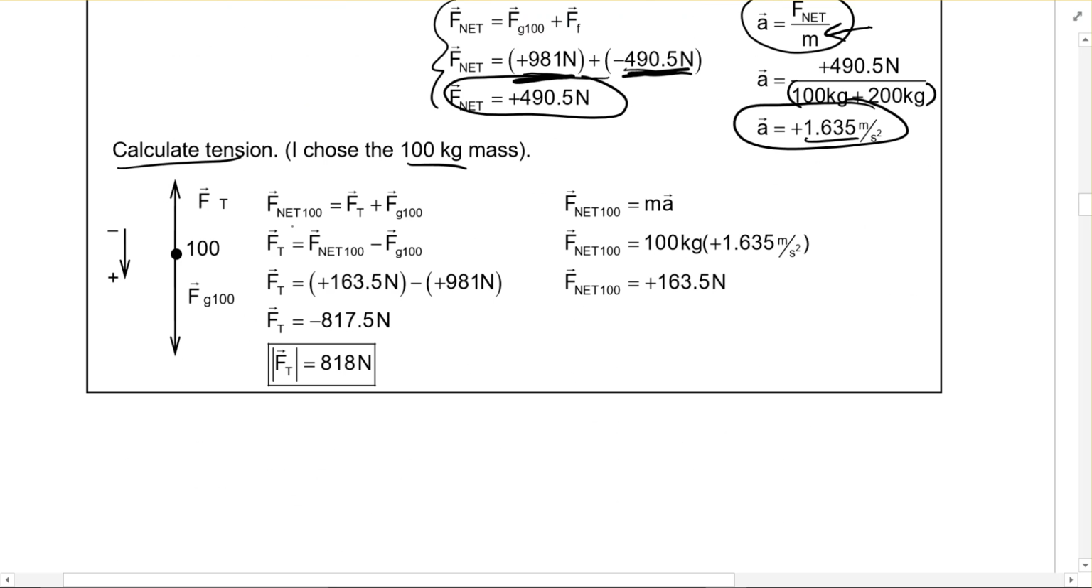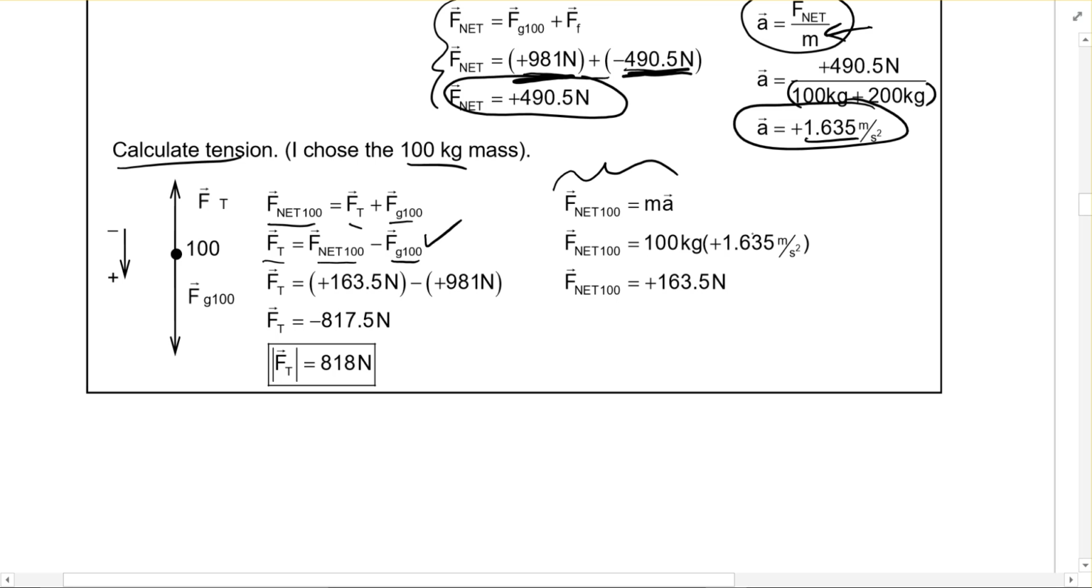So the net force is going to be equal to the force of tension plus the force of gravity pulling this thing down. Rearranging this, the force of tension is going to be equal to the net force minus the force of gravity. We know the force of gravity on that one. We don't know the net force yet, but we can figure that out over here.